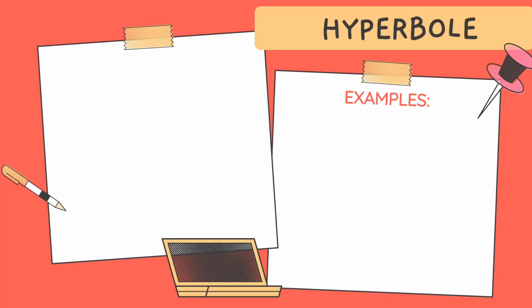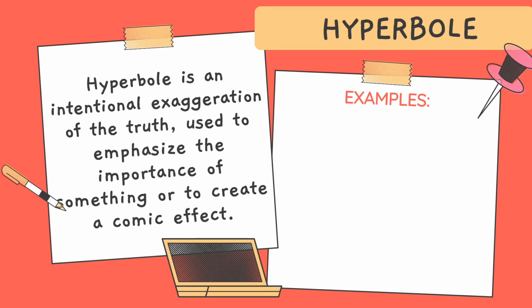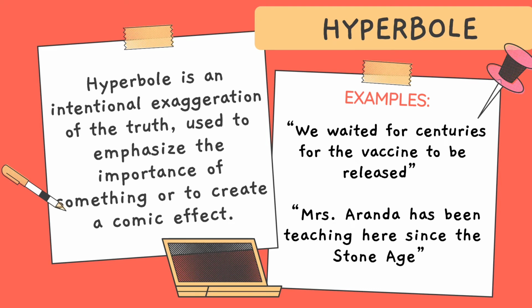We also have hyperbole. Hyperbole is an intentional exaggeration of the truth. It is used to emphasize the importance of something or to create a comic effect. For example, we waited for centuries for the vaccine to be released, and Mrs. Aranda has been teaching here since the Stone Age.